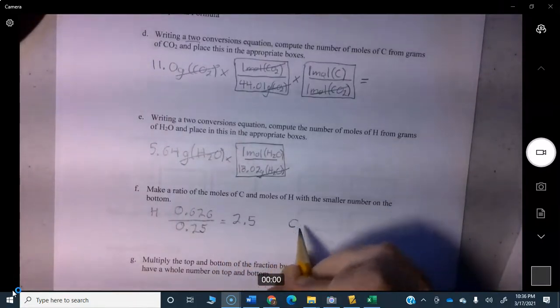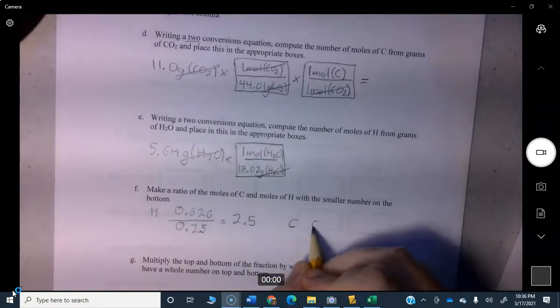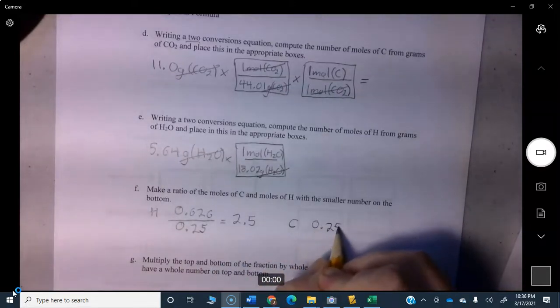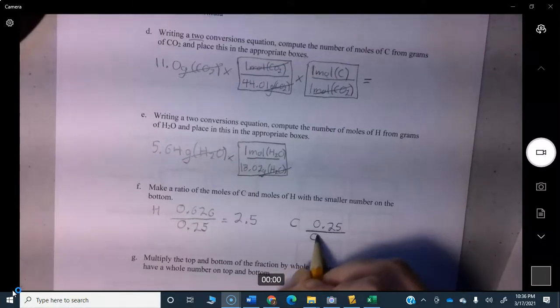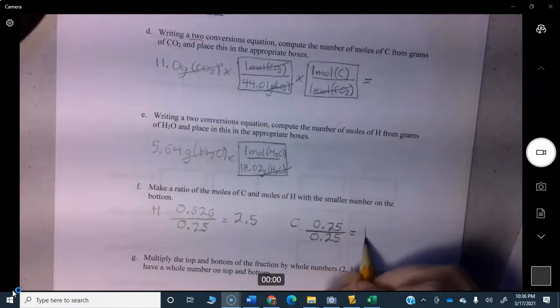And for carbon, it's the smaller number over itself. So this number always, for the smaller one, always turns out to be 1. 0.25 over 0.25, and that equals 1. So you take both of them and you put them over the smaller one.